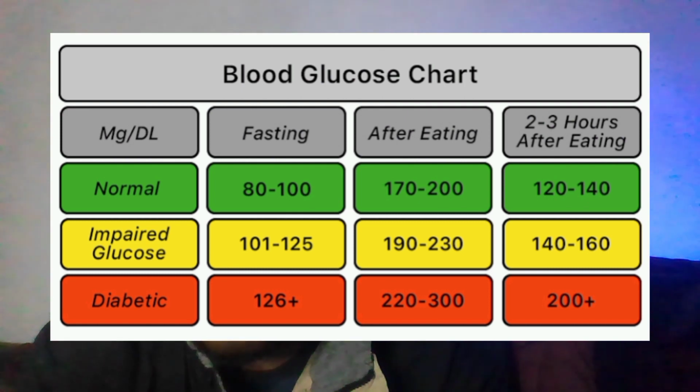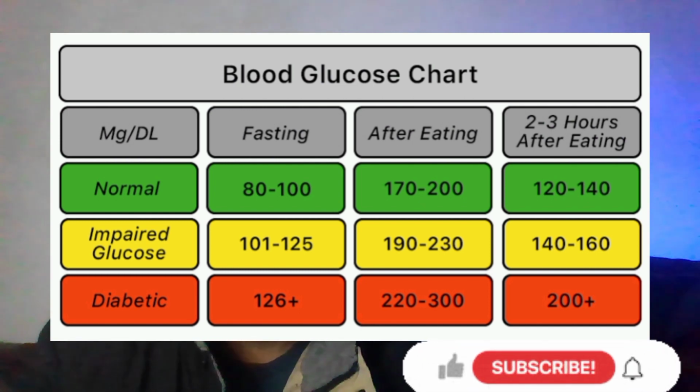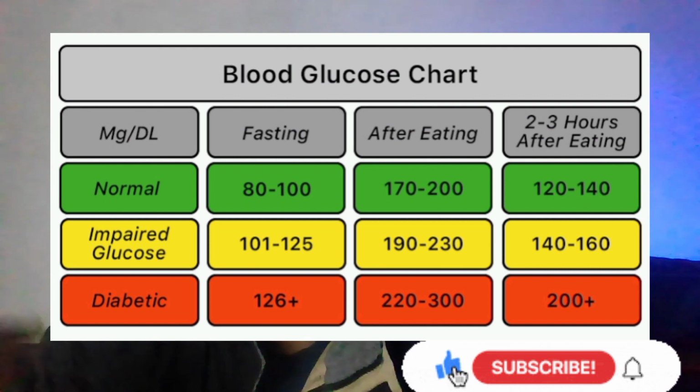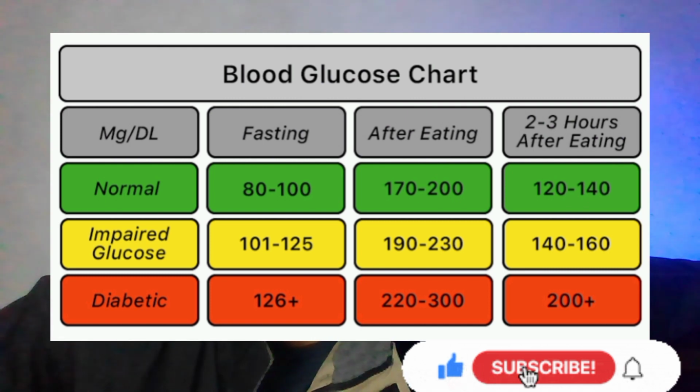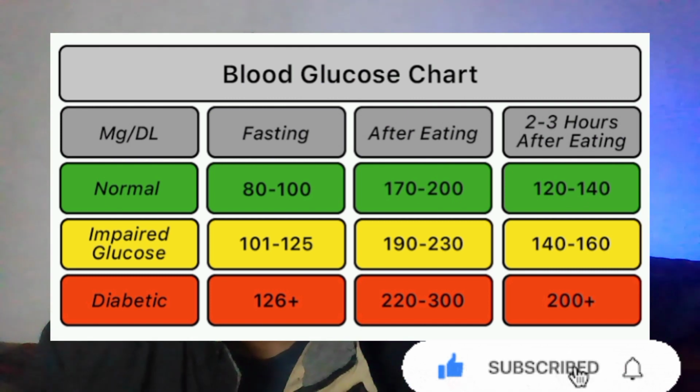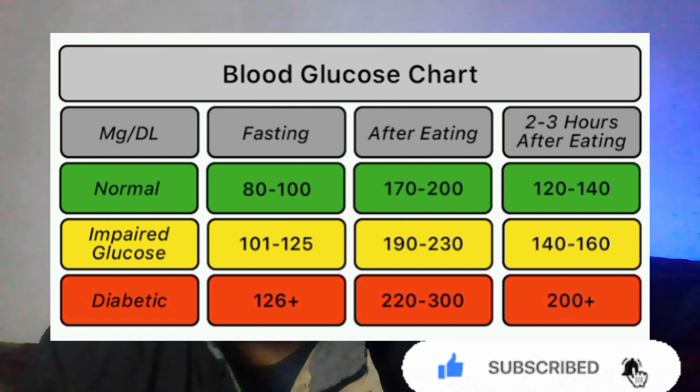Now, in a diabetic, in a very serious condition, which is the red one, you notice that the fasting sugar level is 126 plus. After eating, it is 220 to 300. So after 2 hours from eating, it will drop down to 200 plus. Then you know that your diabetes is so high.